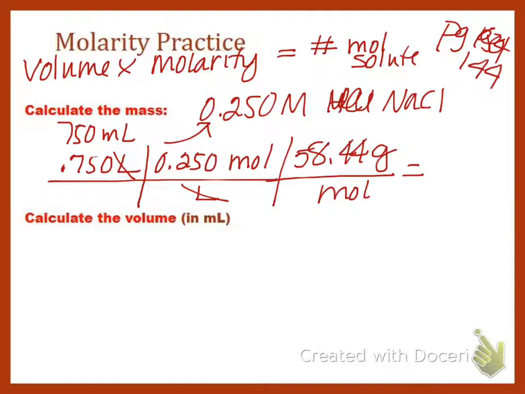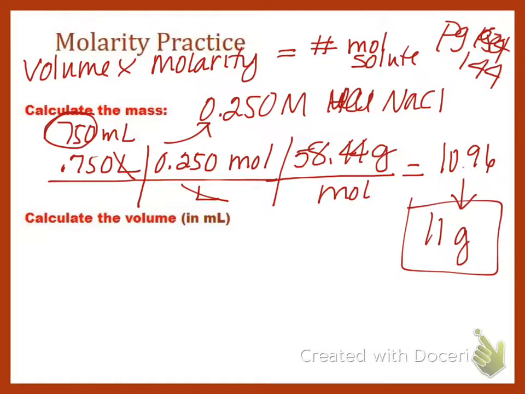So I would multiply all that, and I would get that I need a molar mass, and actually I need 2 sig figs right here because that's only got 2. So I would say that it comes out to be 10.96, so I would say 11 grams. And so I would go into the lab, I would get a mass of 11 grams of sodium chloride, and I would dissolve it into 750 milliliters of water. And when I did that, I would have a 0.25 molar solution.